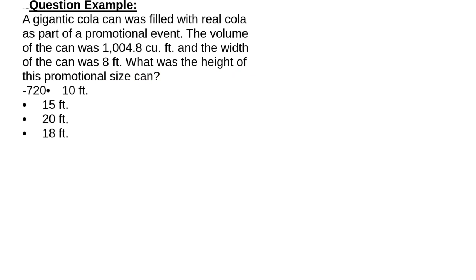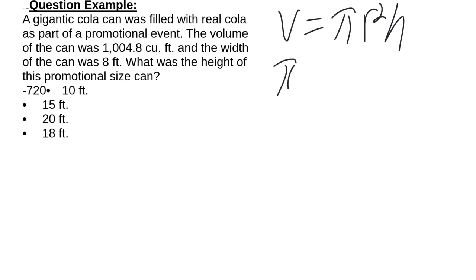So this question is asking us to do a couple of things, but the first thing we have to do is go ahead and list out the formula. So the formula for the volume of a cylinder is pi times r squared times the height. And so we know that the mathematical number for pi is 3.14, and so we'll put that there.